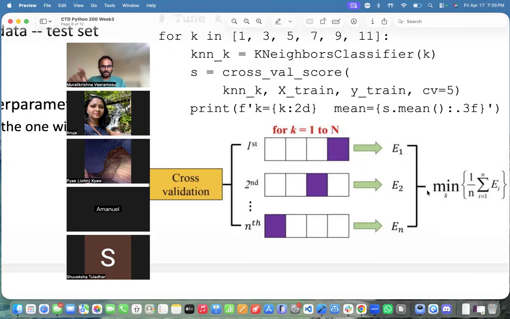Then repeat the process for k equals 3. Get the average. Then repeat the process for k equals 5. Get the average. At the end, let's say you were testing from k equals 1 to k equals 10. Once your process is done, you have this average value for each k value.